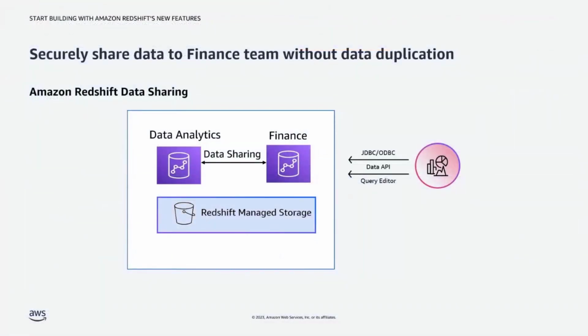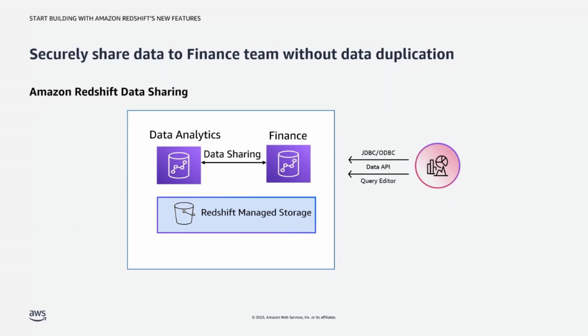So this is where we would securely share this data to the finance team without data duplication. For this, we will use Amazon Redshift data sharing feature. We'll create a data share from data analytics, which we have been using throughout the demo to load data, analyze the data, as well as create ingesting near real-time data and identifying whether the transactions are fraudulent or not, and share it securely with finance.